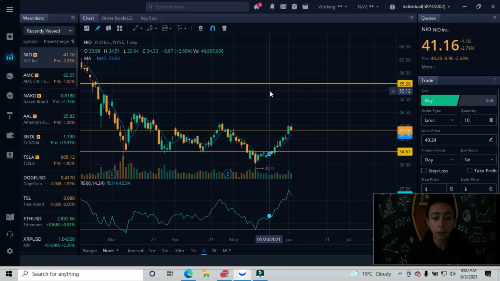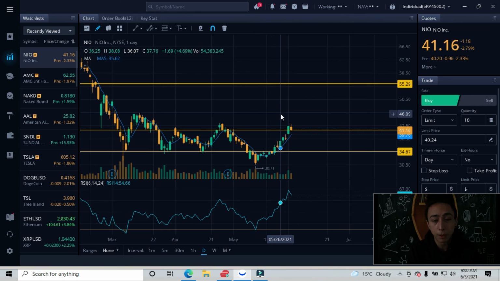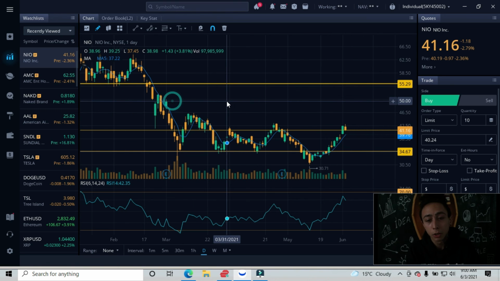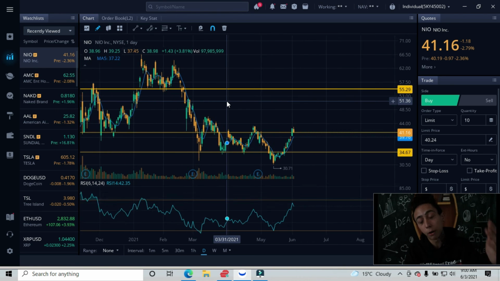But other than that, you guys, our first target is going to be back up here at the 46.09, and then your second target obviously being back at the highest previous point at the $55 area, okay? So overall, you guys, this looks very, very beautiful.